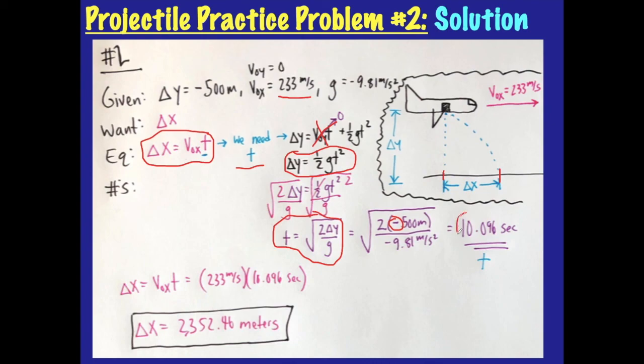So we use the y direction information to get our time. And once we have that, we're going to take our time and plug it back into this equation where we needed time right there. So we're just going to do VOX times time, which means this thing traveled a horizontal distance of 2,352.46 meters. All right, we'll do one more practice problem and then we'll call it a day here, I think.